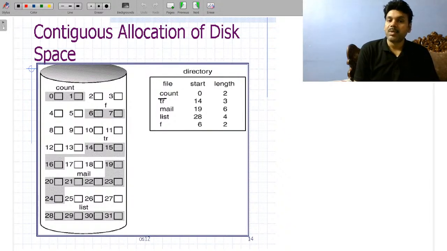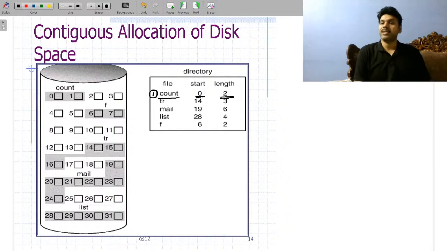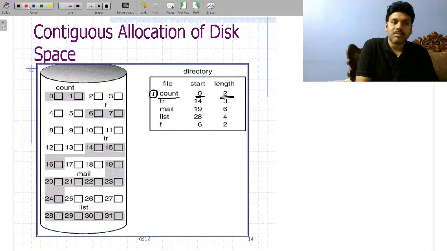There is a file named count. This is my first file. The starting block is 0 and the number of blocks it requires, the length, is 2. So it sees that, okay, fine. The red color 0 is allocated and 1 is freely available. Therefore, you can give it. This is for the count file. The red color indicates count.